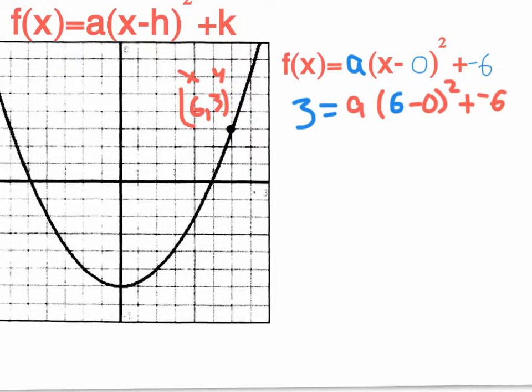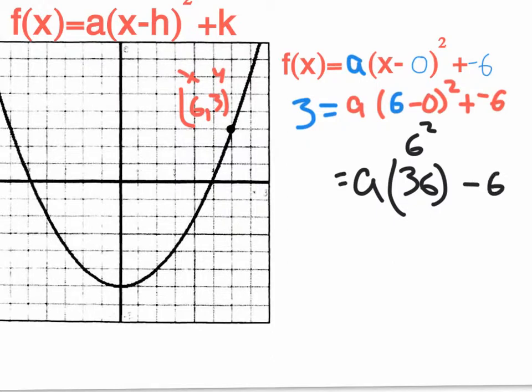So 6 minus 0 is 6. We're going to square it. That's going to become 36. That is inside the parentheses. I still have a out here on the front. I still have the minus 6 at the very end. I still have the equal sign and also the 3. So what am I going to do next? I'm going to get rid of the minus 6 by going plus 6 to both sides of the equation. Plus 6 here. That's going to be a 9 equals a times 36 is 36a.